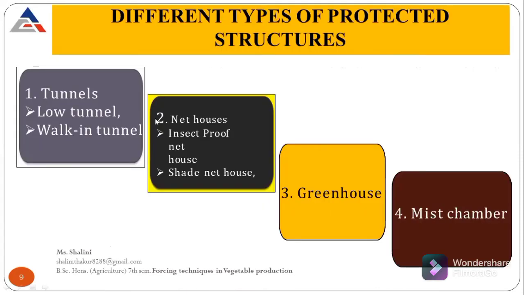Then I will tell you about the different kinds of protective structures we are using nowadays. The first is the tunnel, second is net houses, third is the greenhouse, and fourth is the mist chamber. The tunnels are divided into two parts. One is the low tunnel, and the second one is the walking tunnel. I will show you the picture.